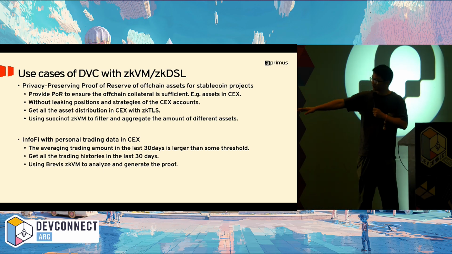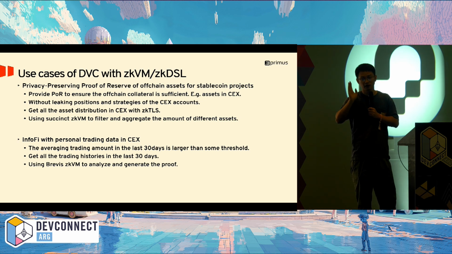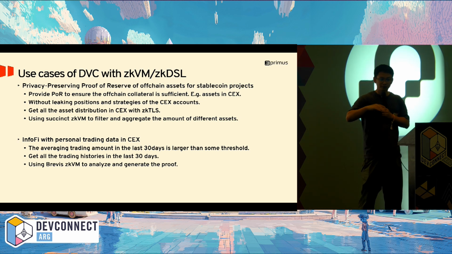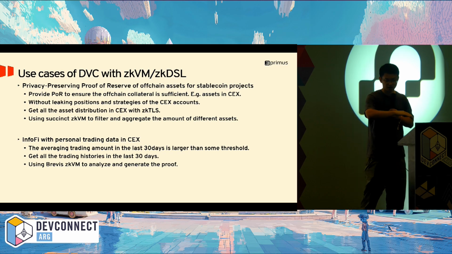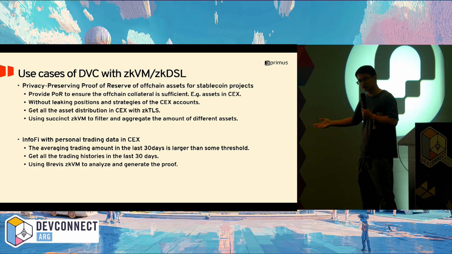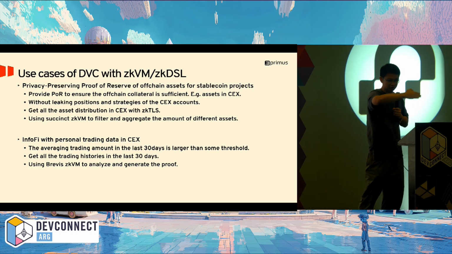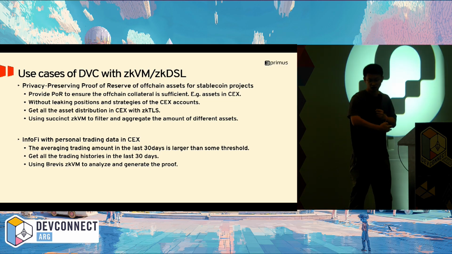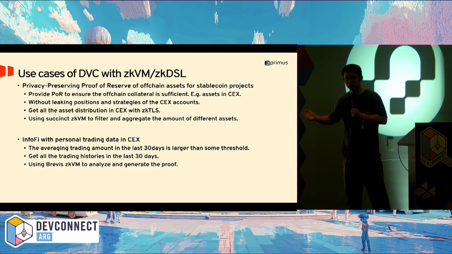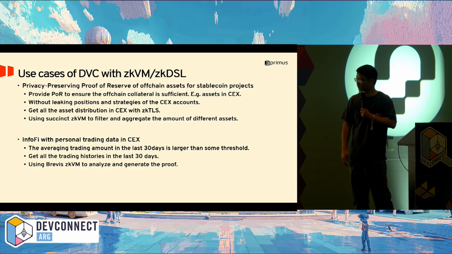In this application, they want the users to prove that their average trading amount in the last 30 days is larger than some threshold. So first of all, you have to use zkTLS to retrieve all the trading data. It's a very long list, but it's okay using QuickSilver to handle all the trading history there.